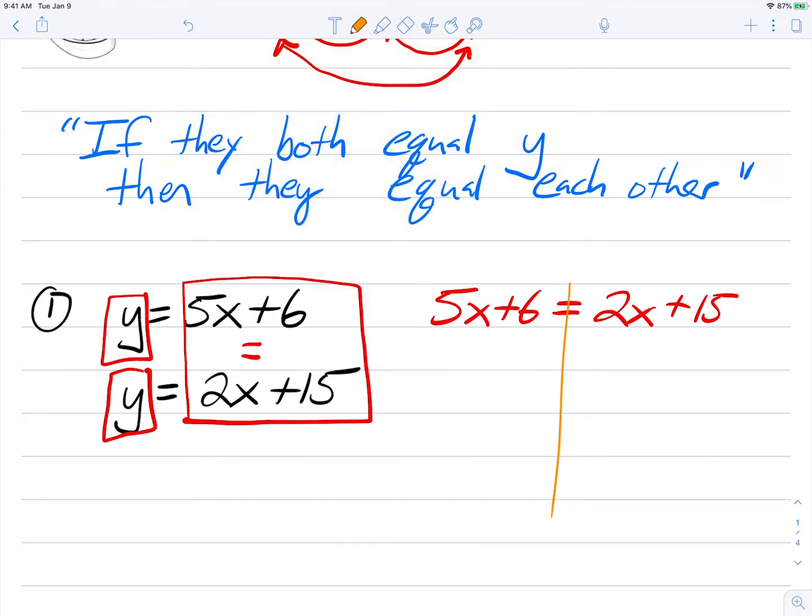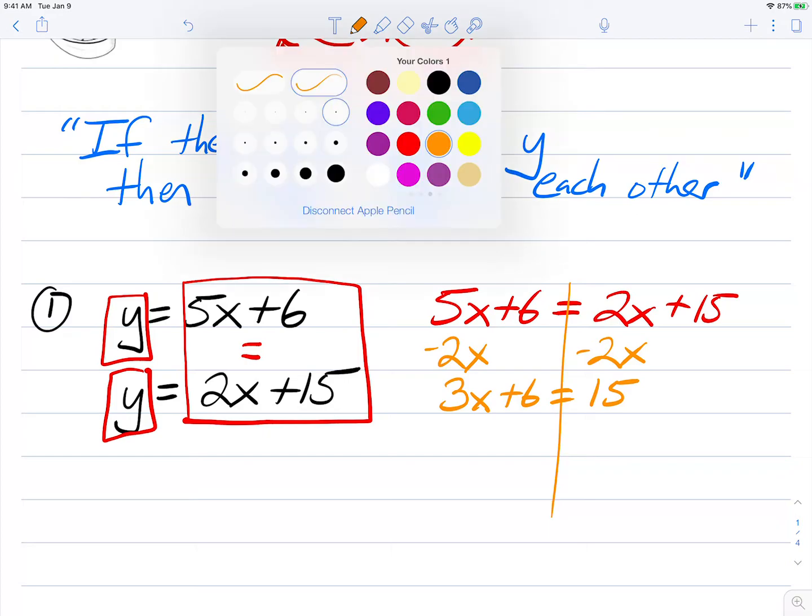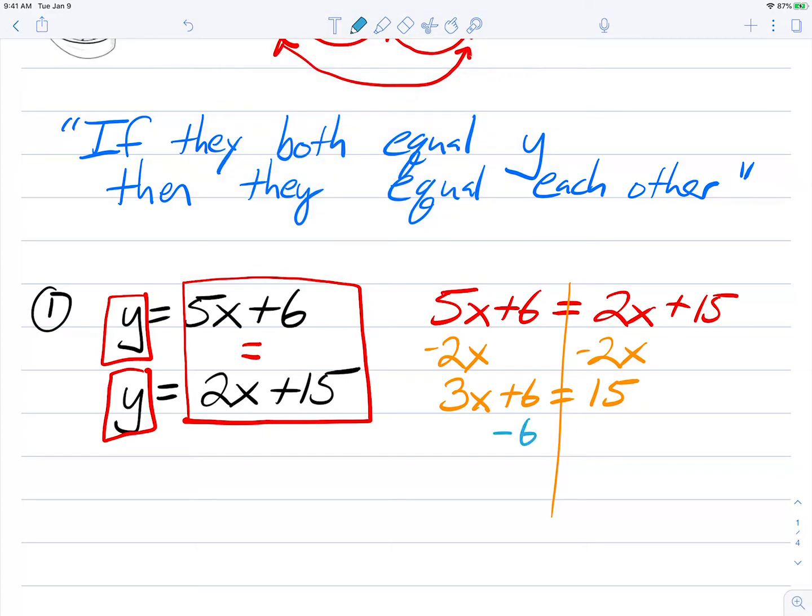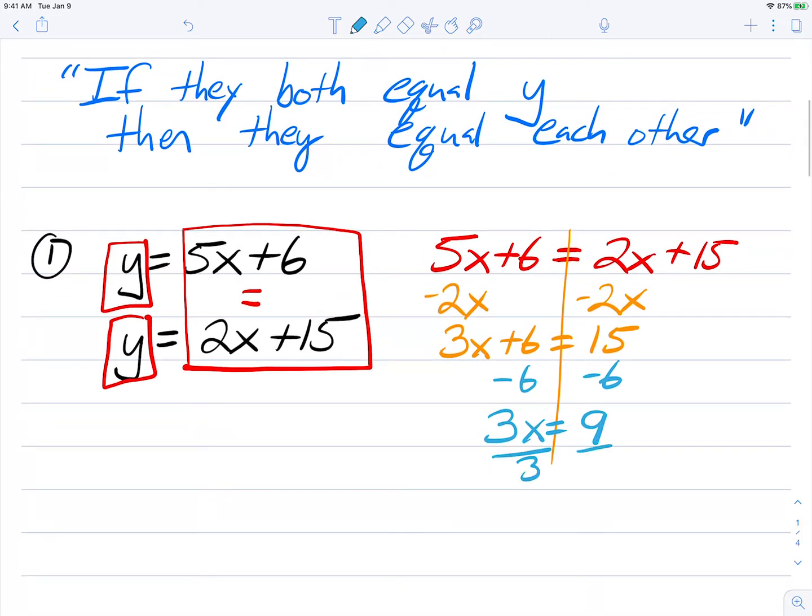So I have variables on both sides. I need to subtract one of them. I'm going to subtract 2x from both sides. I'm going to get 3x plus 6 equals 15. I'm going to then subtract 6 from both sides. I'm going to get 3x equals 9. And if I divide both sides by 3, I get x equals 3.